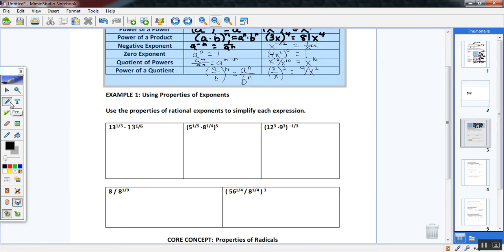I think it's beautiful. Okay, example 1 says using those properties of exponents that we just discussed up there, use the properties of rational exponents, rational meaning fractional, or possibly could be written as a fraction, to write as a radical. Simplify each expression. Kids, what are we doing here? 13 to the third times 13 to the 1/6. Give me an idea of what I want to do here.